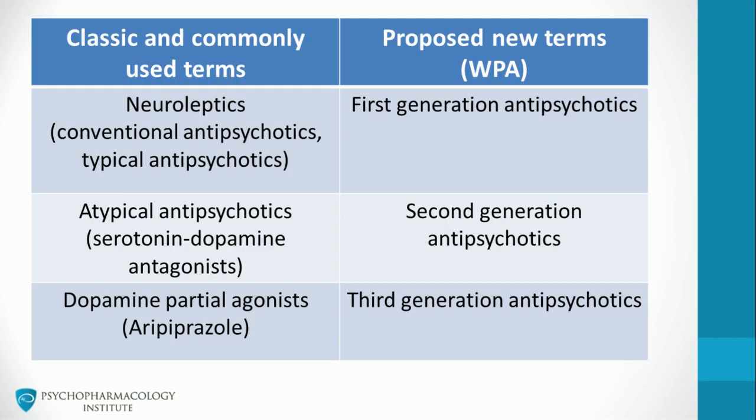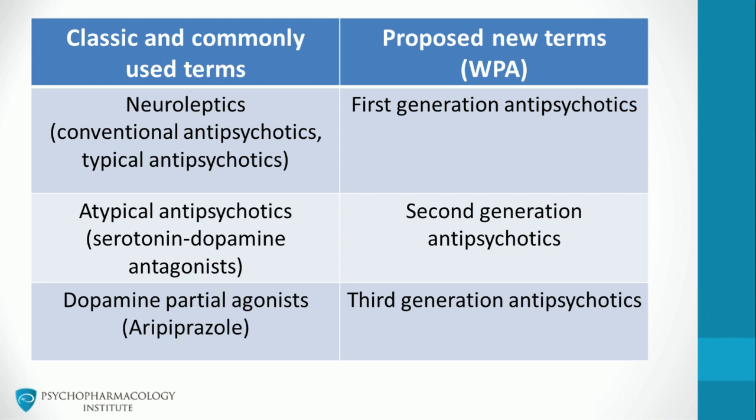Let's see this table to review the concepts we just discussed. On the left, I have listed the classic and commonly used terms. On the right, the new terminology proposed by the World Psychiatric Association. Neuroleptics, as we discussed, are the drugs that fall under the category of conventional antipsychotics or typical antipsychotics. The new terminology calls them first-generation antipsychotics. These include drugs such as chlorpromazine, haloperidol, fluphenazine, among others.